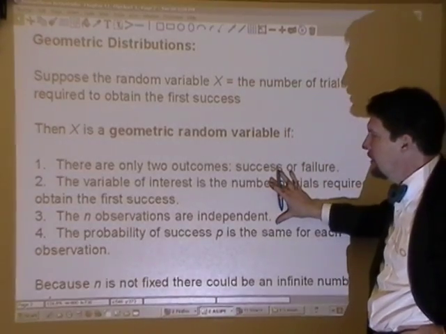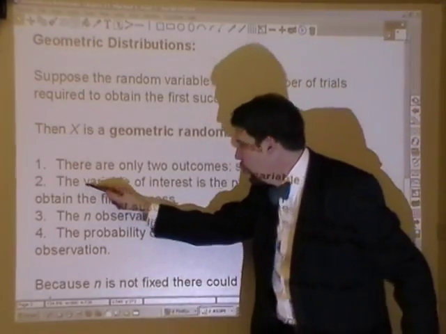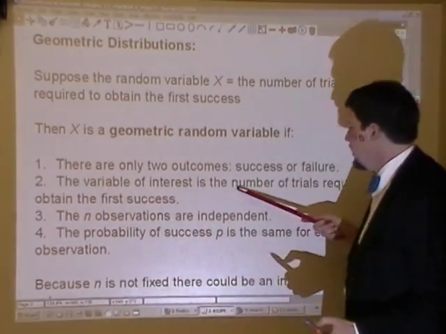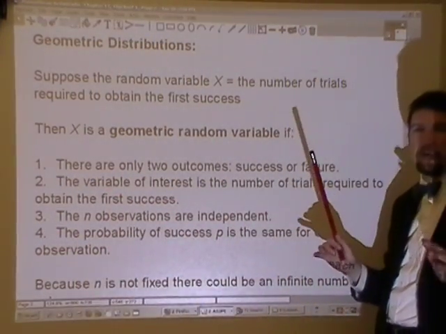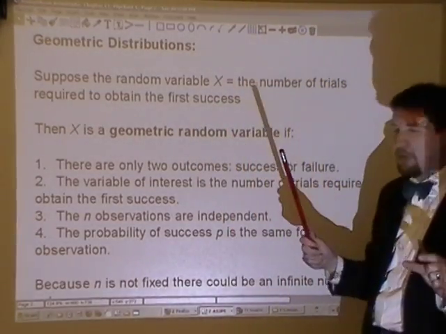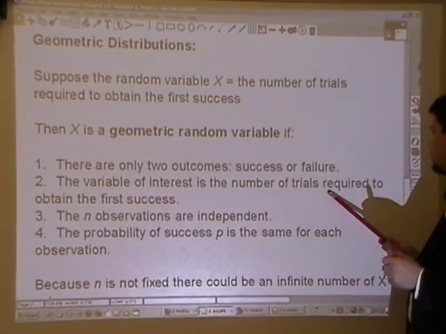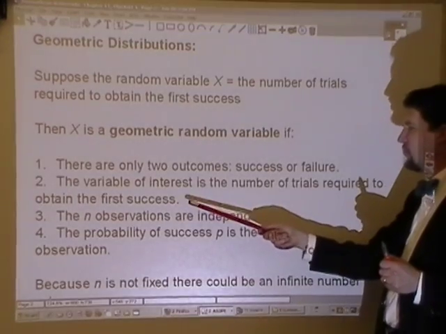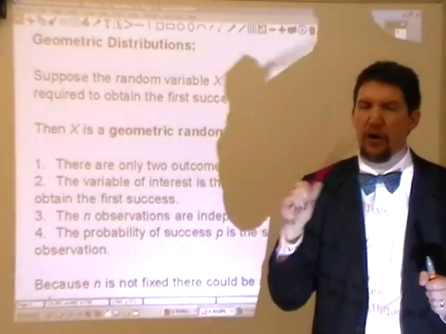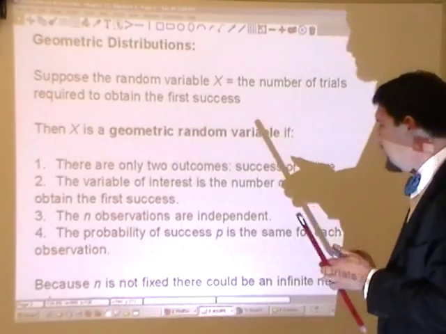okay, is Bernoulli, and we've got 3 criteria that are Bernoulli, but what we have here is one other criteria that makes us Bernoulli plus a little bit more, like a square is a rectangle. Geometric distribution is Bernoulli, but a little bit more. And that is this statement right here. The variable of interest is the number of trials required to obtain the first success. And what that means is that we're going to keep going until we get our first success. It could be our first failure, but we're going to keep going until we get what we want.